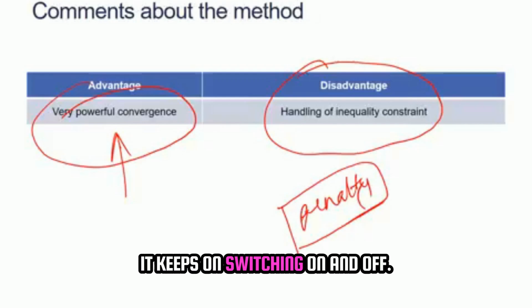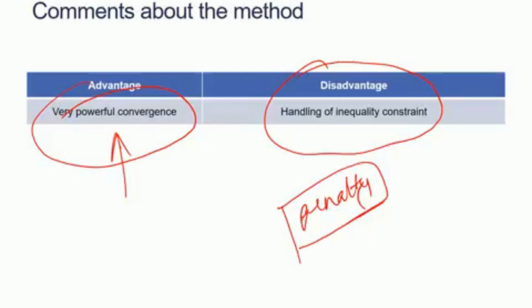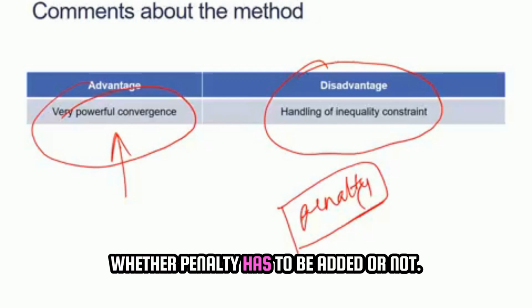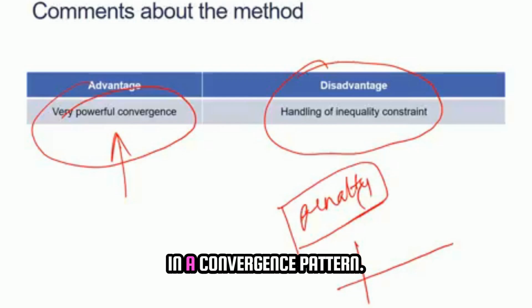It keeps on switching on and off, because in each iteration you have to check whether a penalty has to be added or not. If yes, then you will add it. So probably it keeps a convergence pattern.